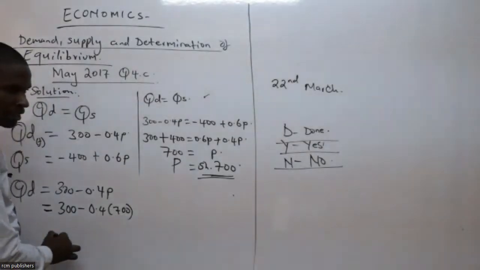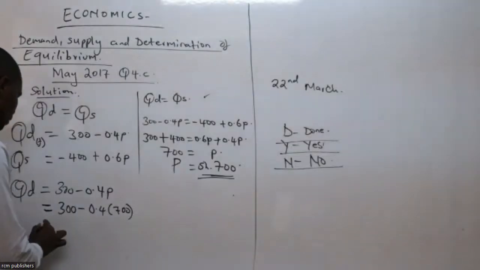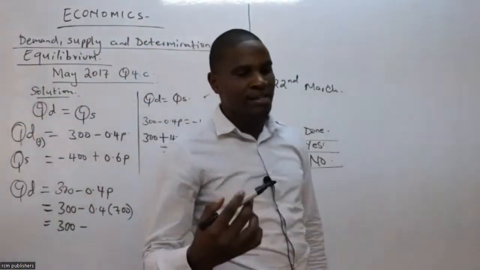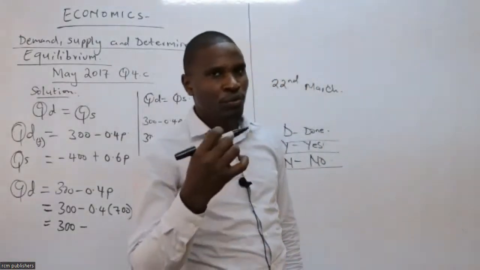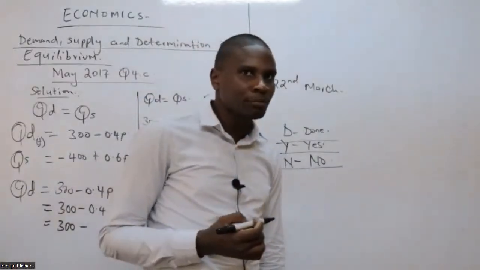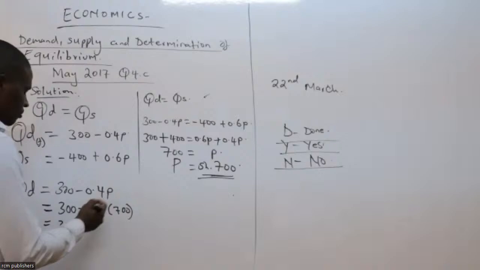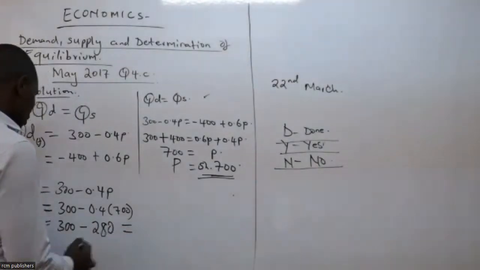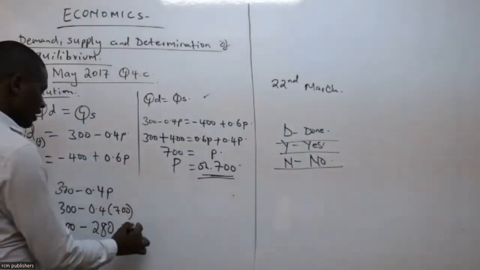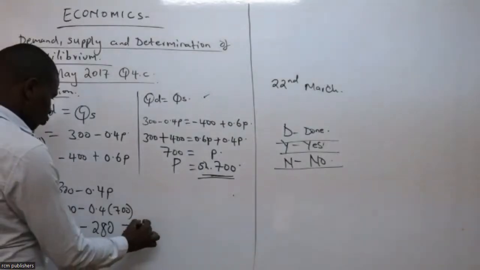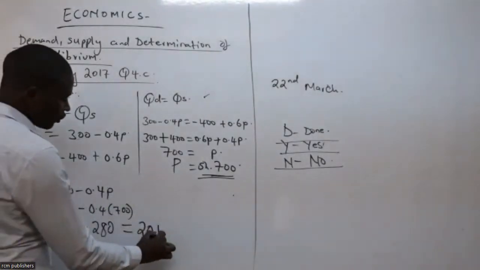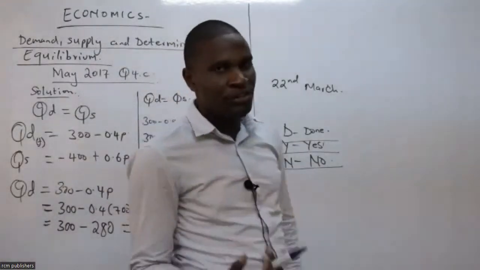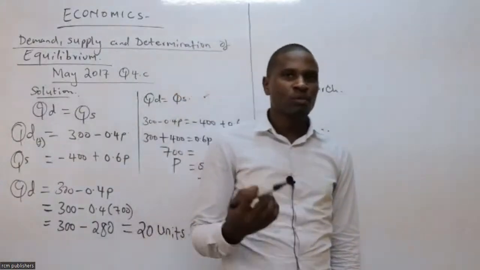We just substitute. Now, can somebody tell me what is 300 minus 0.4 times 700? How much do you get? 0.4 times 700. It is like 7 times 70 times 4. 280. So we have to subtract 280. If I take 300 minus 280, the quantity in units is how much? 20. And you should indicate 20 what? Units. So the price was 700, and the quantity, maybe the quantity demanded, was what?